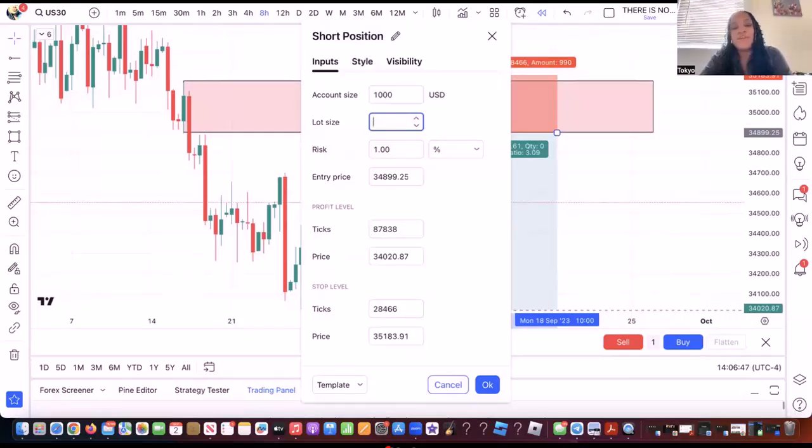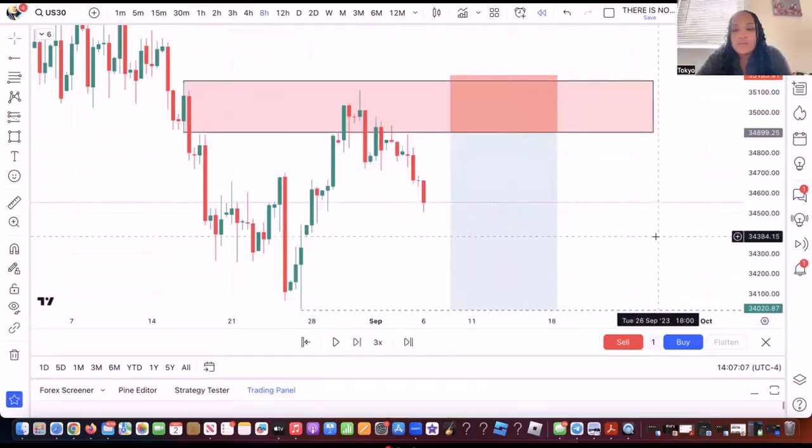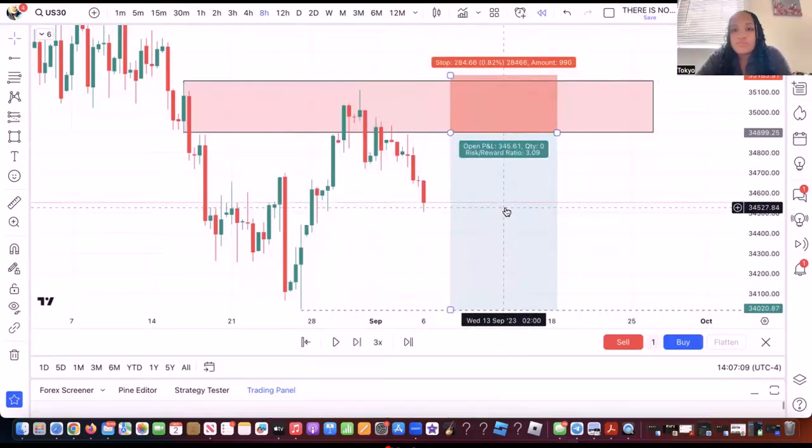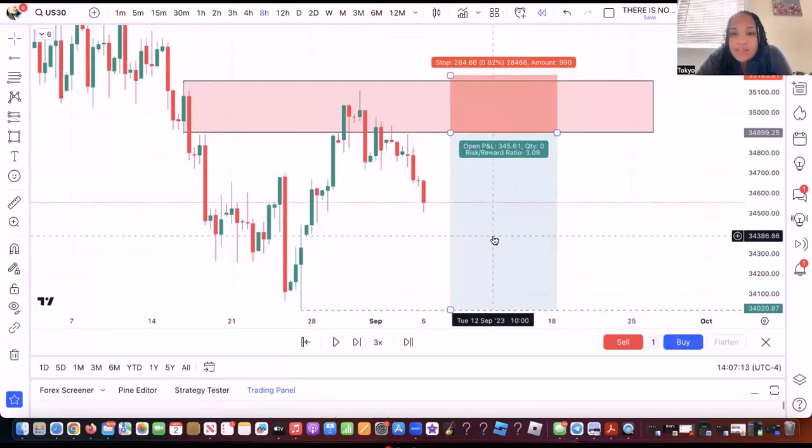So if I have a $1,000 account size, I'm not going to go too heavy with the risk. I'm maybe going to go at a 0.5. I'm only going to risk 1%. And let's see what we get here. Okay, so it says that this is a 3-1.